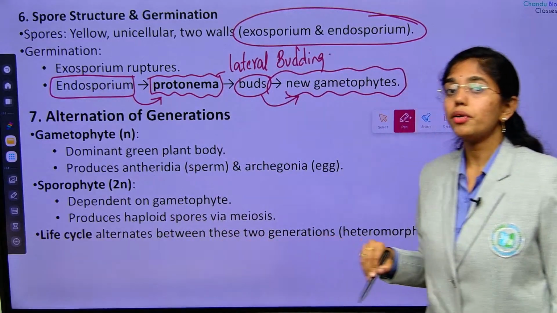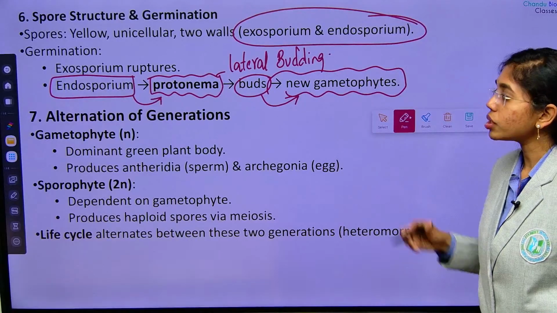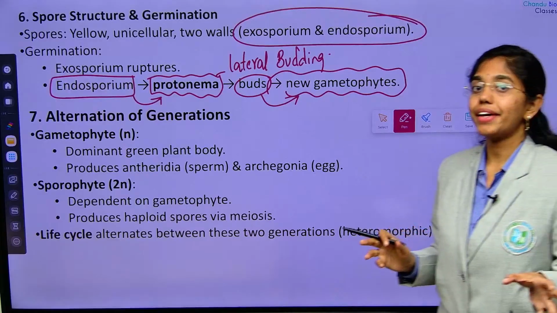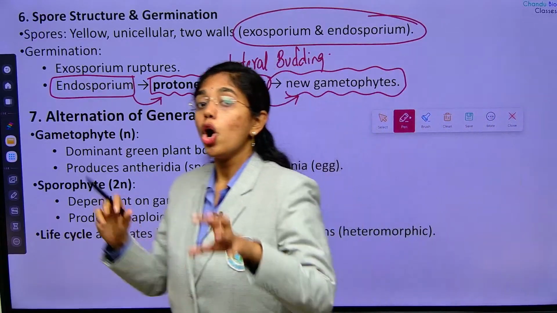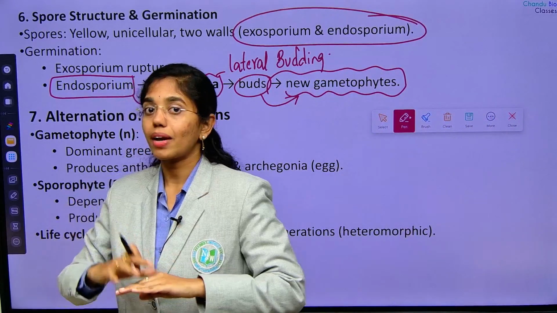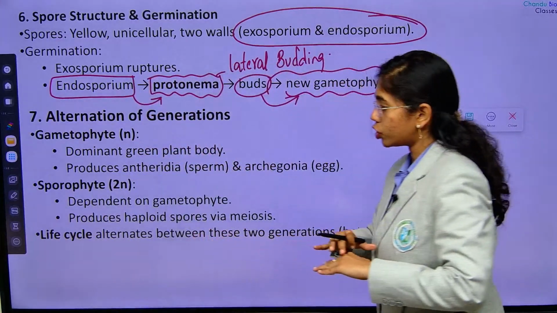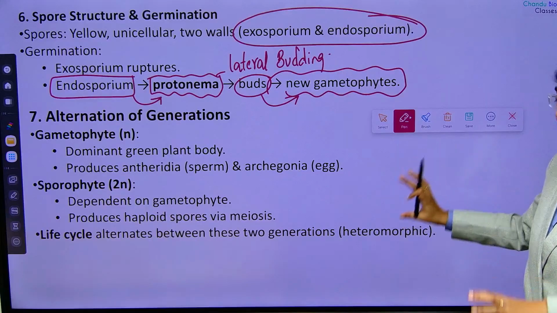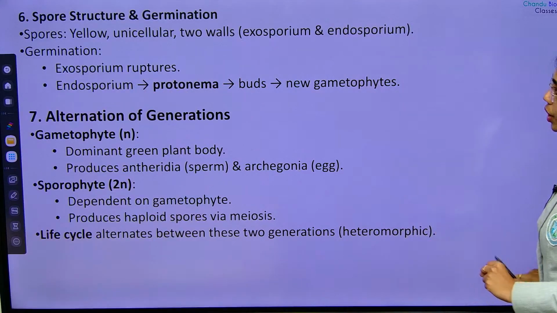Fine. And here you can observe alternation of generations. The haploid dominant gametophytic phase will produce both antheridia and archegonia which are haploid. Over this haploid gametophyte you can see the diploid sporophyte which is formed. The sporophyte is dependent on the gametophyte and you can see a clear alternation of generations. Two generations are observed.